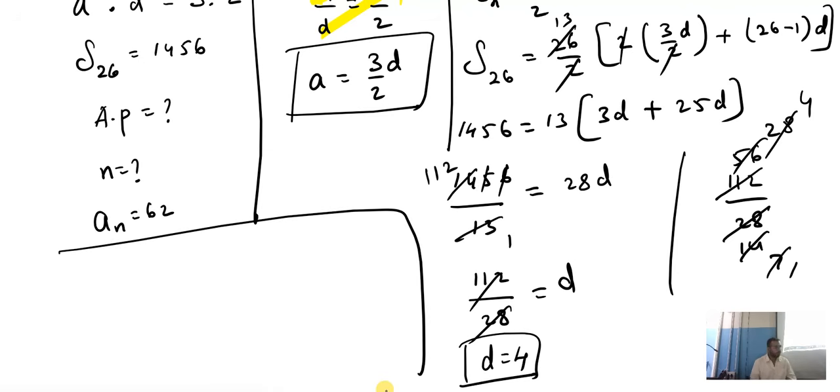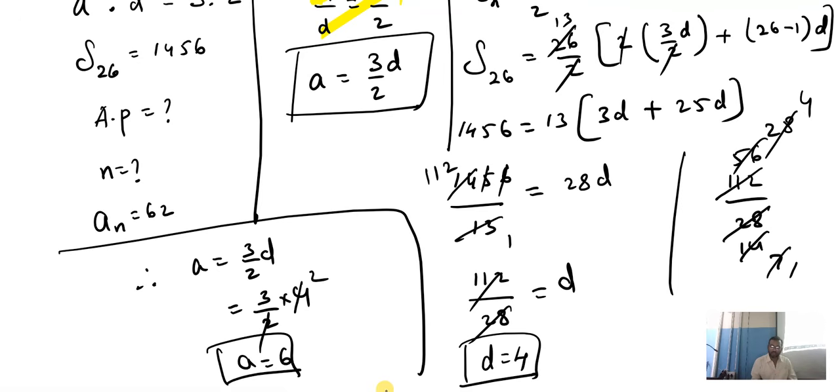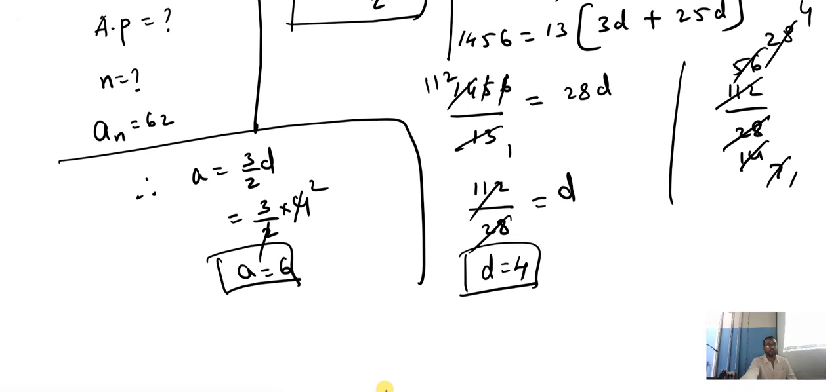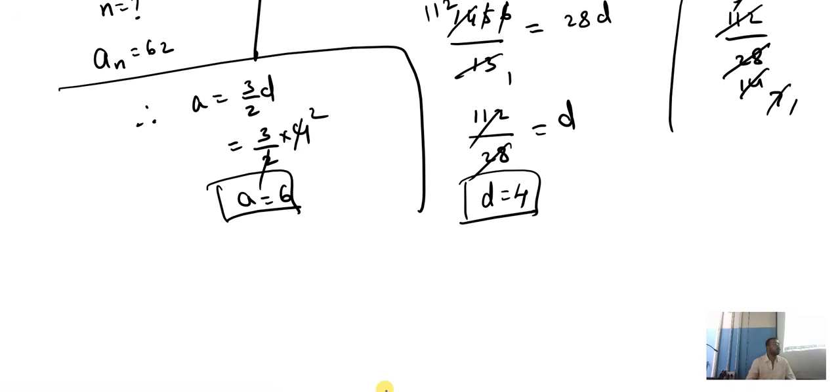I am doing it here. We got the value of D. Now we will get the A. We know that A is equal to 3 by 2D. So 3 by 2 into D is 4. 2 ones are 2, 2 twos are 3 into 2 is 6. So the value of A is 6. We got A, we got D. Hence, we got the value of A and D. Now it is easy for us to find the AP.